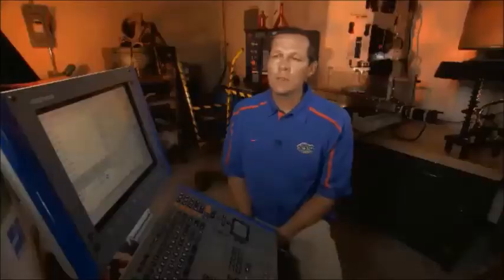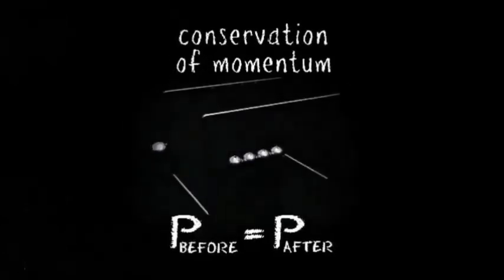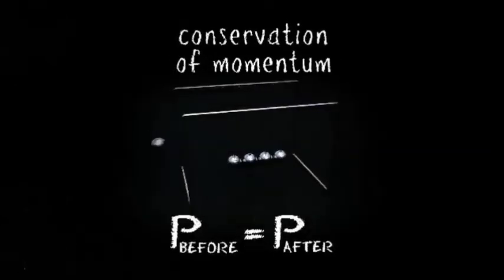The law of conservation of momentum says that the P, the momentum before the collision, is equal to P, the momentum after the collision. This law, represented by the formula P before equals P after, can be illustrated with a simple toy called a Newton's cradle.